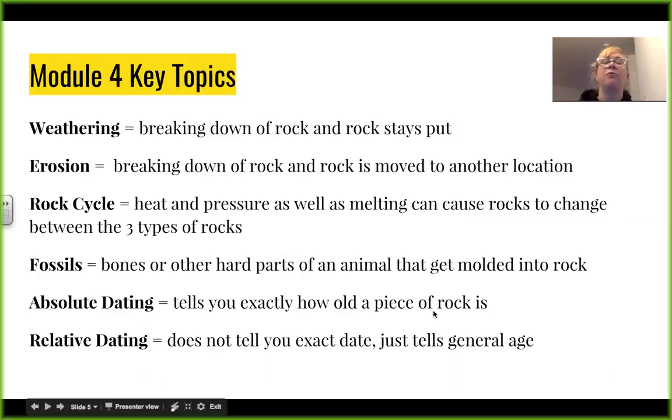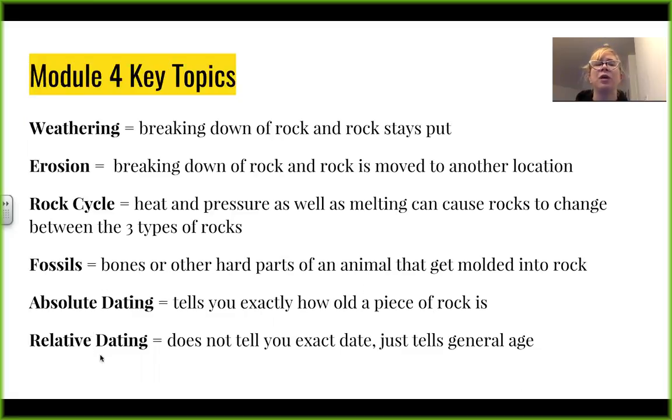We also have fossils in this module, which is probably, in my opinion, the most exciting part of it, because rocks can be kind of boring sometimes. Fossils are bones or other hard parts of an animal that get molded into rock. That's a really simplified definition for fossil.